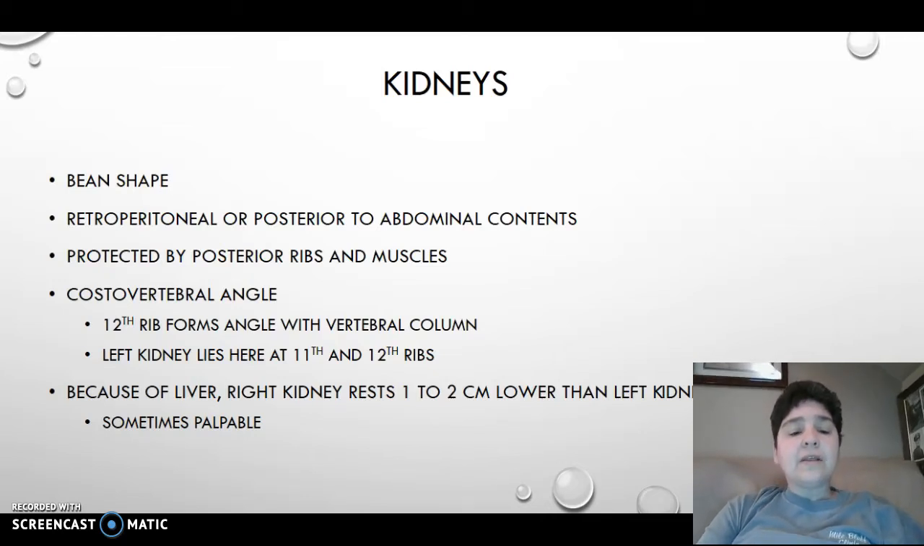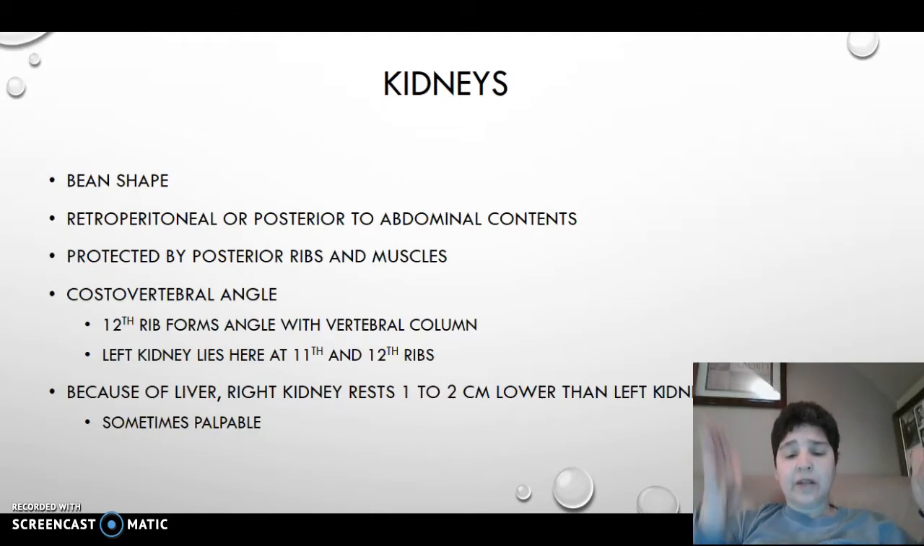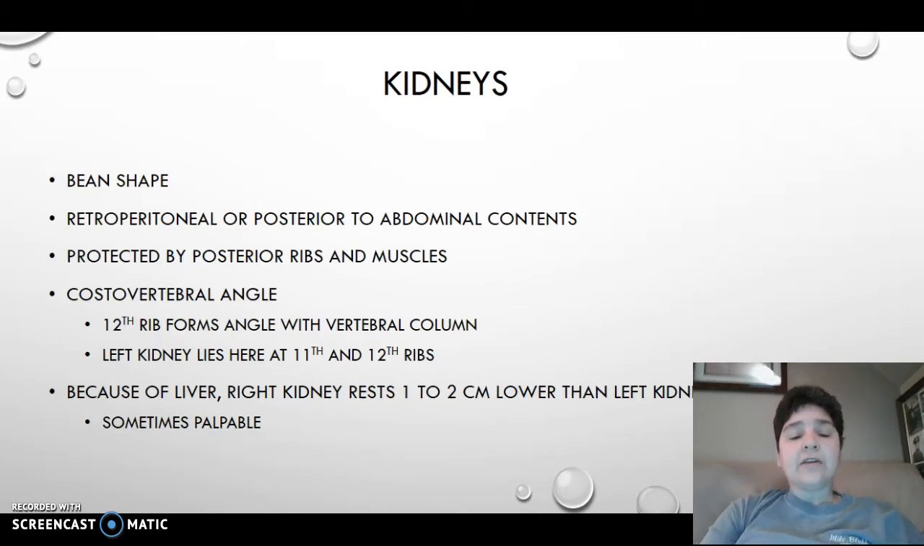So that's the costovertebral angle, and this is where, on the left side, the 12th rib forms that angle with the vertebral column, but the left kidney lies here at the 11th and the 12th ribs. So when you think of anatomical position, if you're looking at me, then it would be on this side of my body. So the left kidney lies here at the 11th and the 12th ribs.